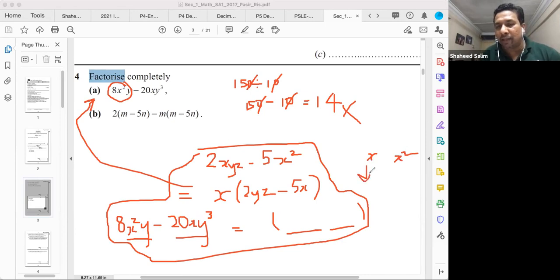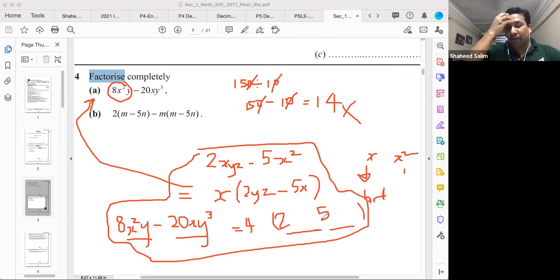Imagine this represents a bird. Imagine the next one represents an elephant. You can never combine a bird and an elephant together. You must keep them separate. So down here, you just find out what they have in common. Both of them can divide by 4. So I put a 4 outside. 8 divided by 4, I get 2. 20 divided by 4, I get 5.